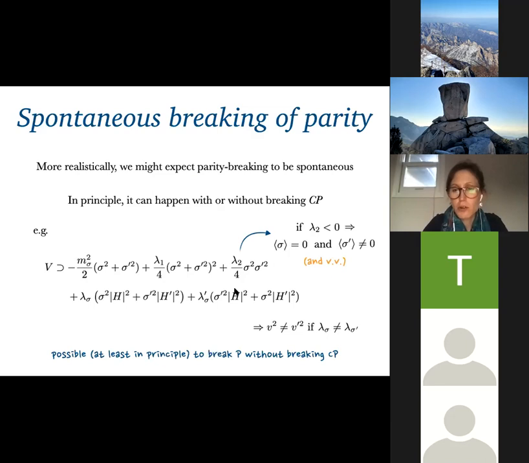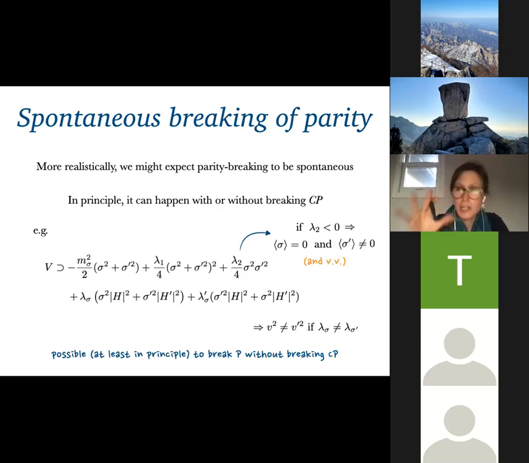If this particular quartic coupling is negative, then the vacuum of this theory happens when one of the fields gets a VEV and the other one is zero. Then coupling this sigma sector to the Higgs sector, this can translate the spontaneous parity breaking to the Higgs sector, and it would allow us to realize different VEVs for the standard model and mirror Higgses.